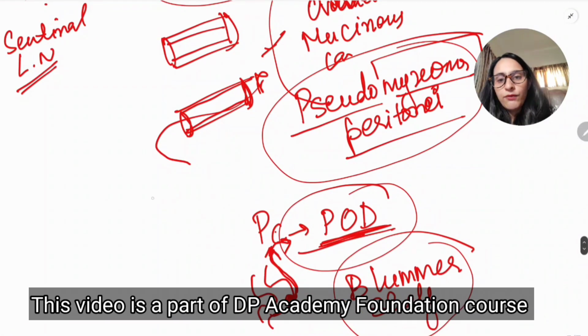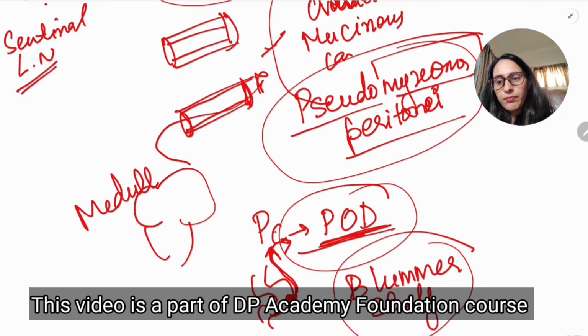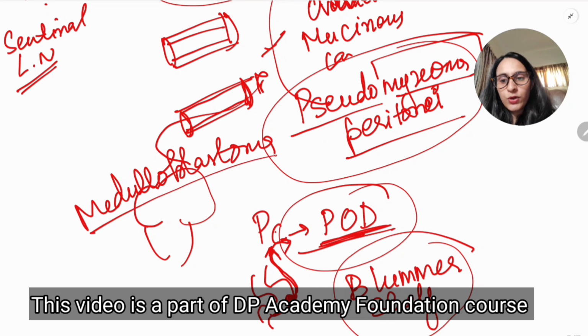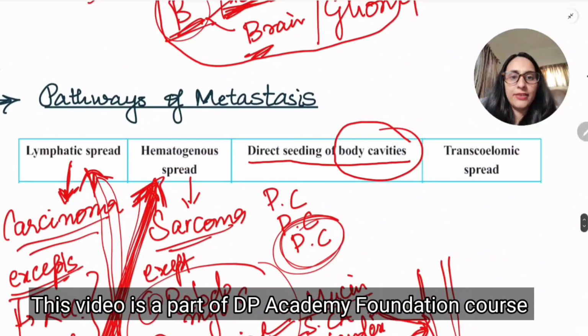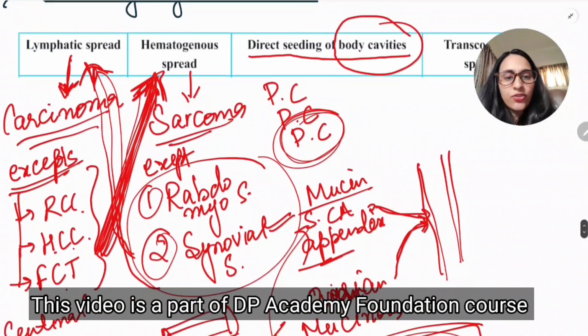We have another example. For example, a tumor in the brain that is known as medulloblastoma. Medulloblastoma is a tumor of the brain that is a cerebellum tumor. This tumor actually drops into the spinal cord and there is a drop metastasis. So this is the third example for the direct seeding of the body cavities. So we have studied 3 examples in the direct seeding of the body cavities.